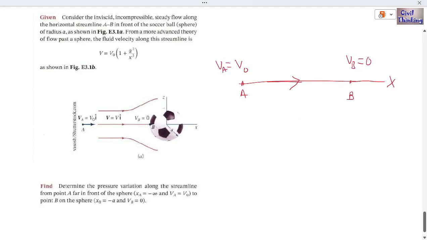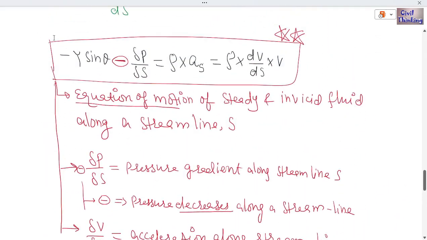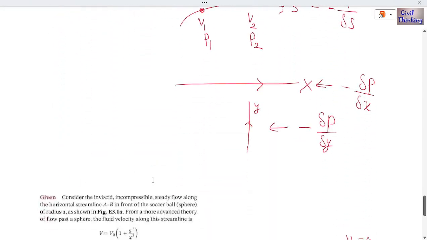Now what is the question? The question is we have to find the pressure variation. So how do we find the pressure variation? We are going to use our beautiful equation of motion. So this is our equation of motion, so I will just copy it as it is. Here is our equation.